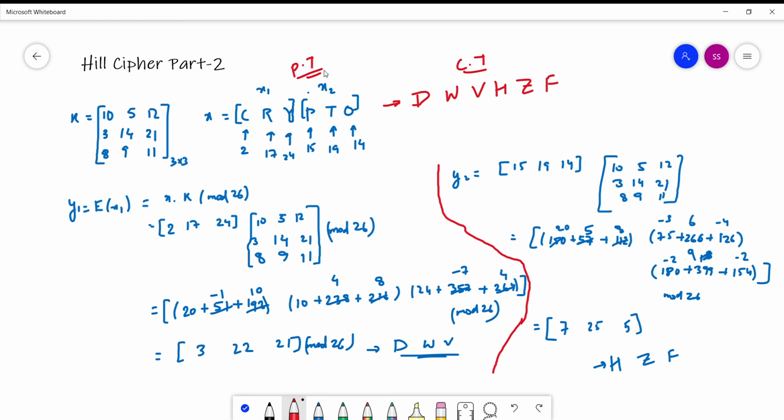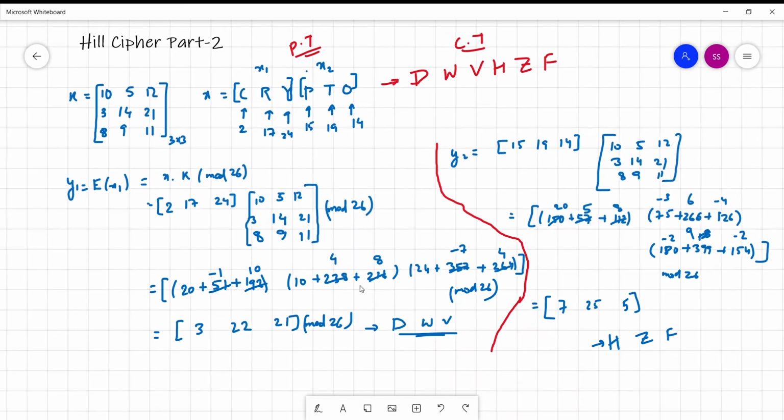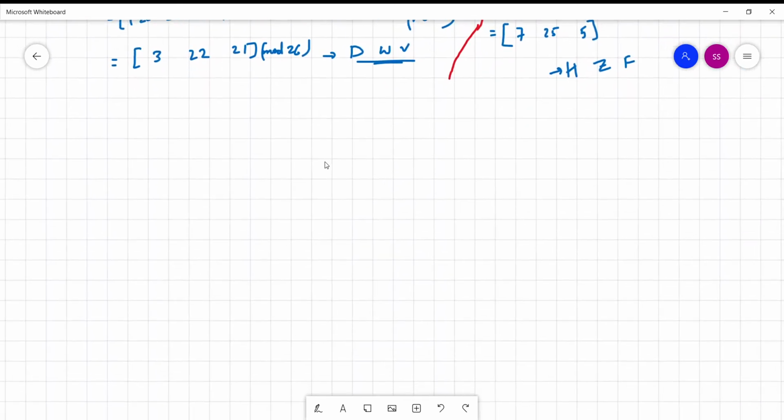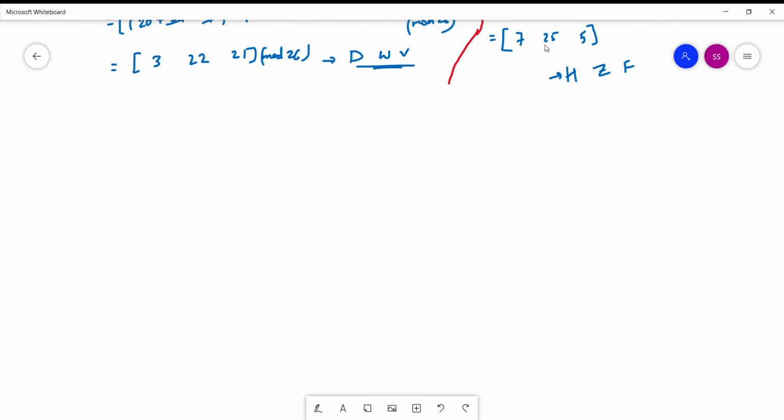Now I will move to the decryption part. For decryption we have to find K inverse first, because the formula for decryption was x is equal to y into k inverse mod 26. I will keep this here. This was my y2 and this was my x2. I will use that, but before that I have to find K inverse. So let me find K inverse.